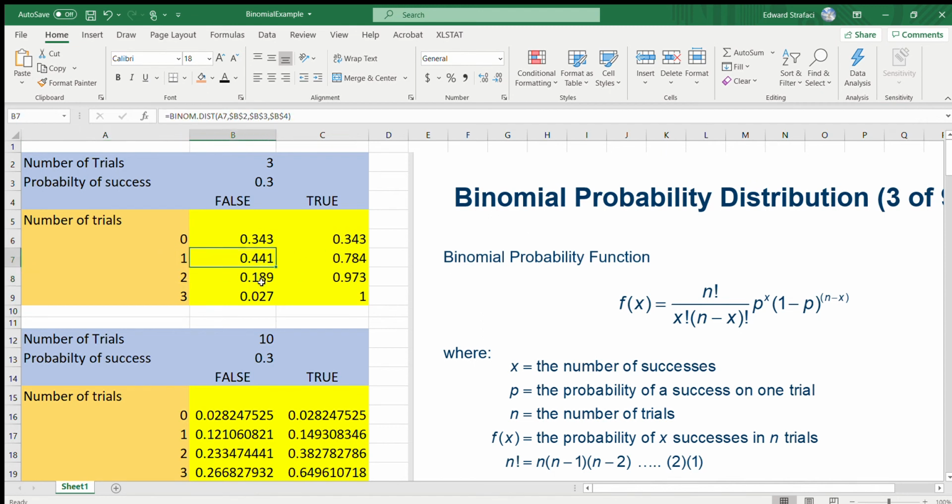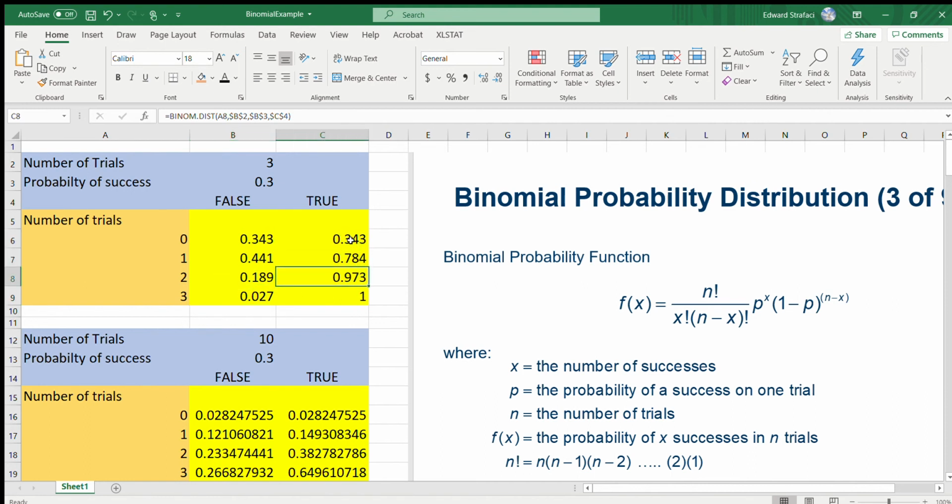Or if I want 1 success, it's a 44% probability. If I want all 3, it would be 0.027. So in this case, you'd start to see how this gets distributed. And then this would be cumulative. This would just add the probabilities till we get to 1. So we could see how it grows.